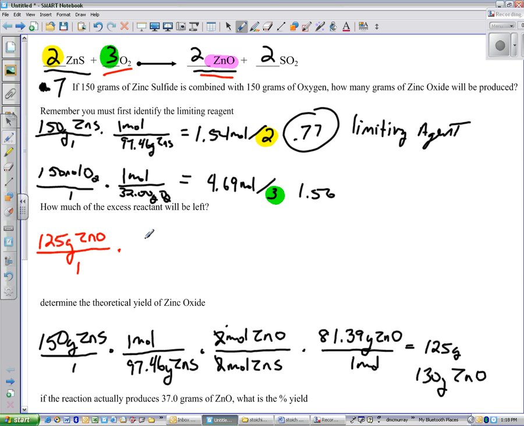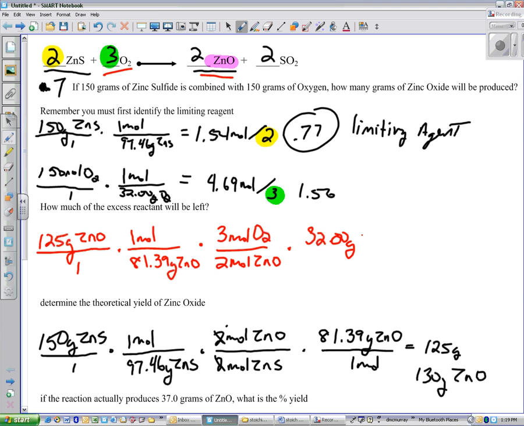From here, I say 1 mole over the molar mass of ZnO, which was 81.39. Now I have my mole conversion, in which I have 3 moles O2 according to my balanced equation, over 2 moles ZnO. And lastly, I convert back to grams, which is 32.00 grams O2 over 1 mole. And of course, I press some buttons and I get 73.7 grams. And that's how many grams of this were used.